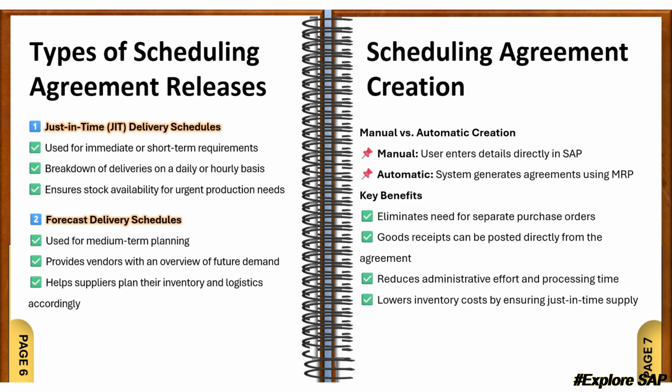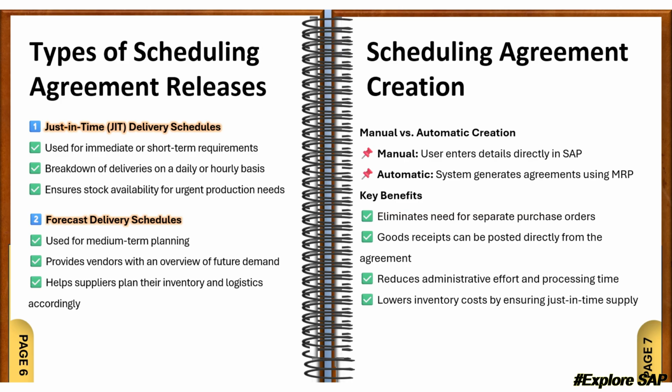To give you an example, a supplier reviewing a demand forecast for the next 6 months. If a company expects to need 500 units per week over the next 6 months, a forecast schedule allows suppliers to prepare their stock and avoid last-minute shortages. This ensures a smoother supply chain and better cost control.